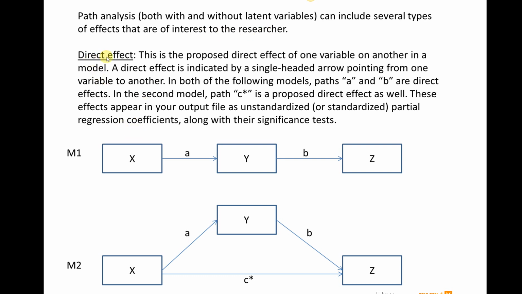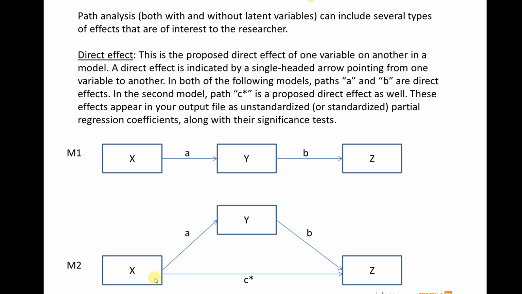There's what's called the direct effect, which is basically the effect of one variable on another, and it's indicated by the single-headed arrow. So for instance, the path from x to y in this particular model, which is designated with the letter A, is a direct effect of x on y. Similarly, the path from y to z is a direct effect, and that's path B. The same would go down here. A and B are both reflecting direct effects. The first one reflecting the effect of x on y, the second one reflecting the effect of y on z.